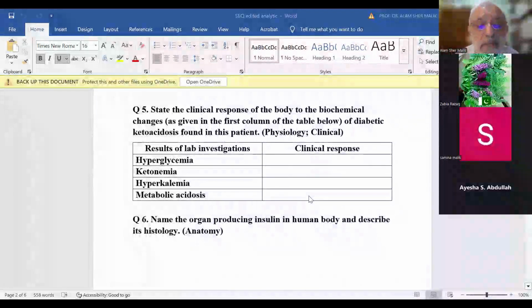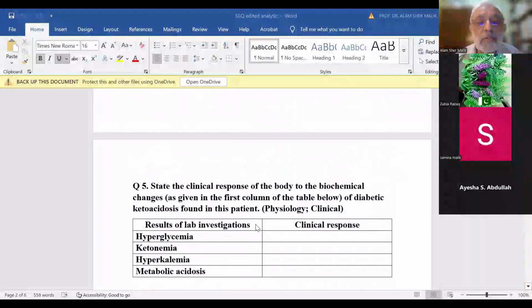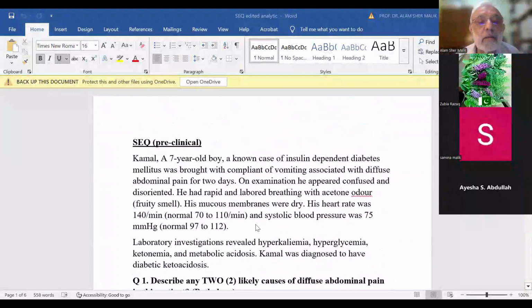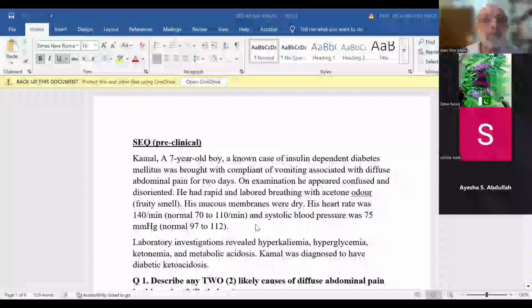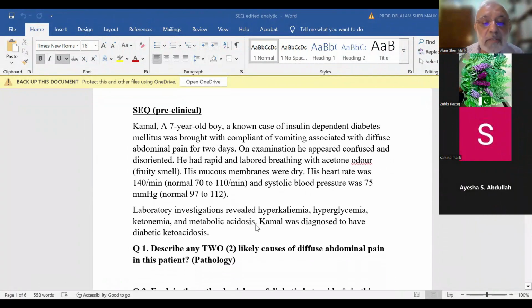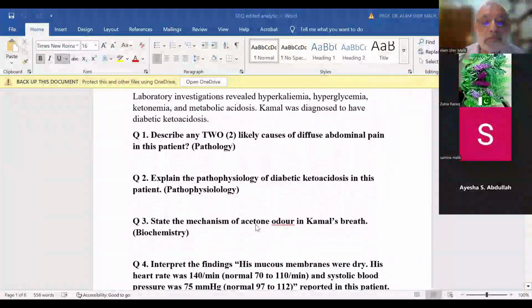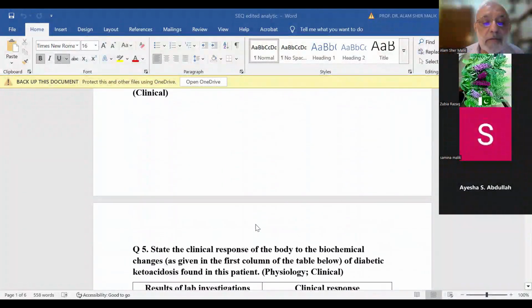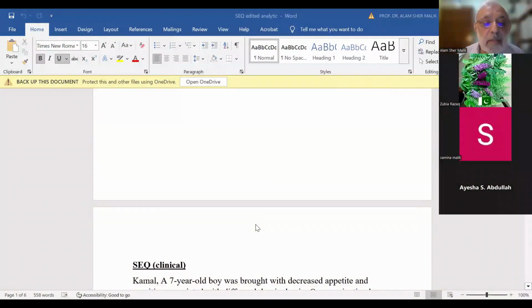And next would be: name the organ producing insulin in the human body and describe its histology. So this can be from anatomy, right? So this is a higher level SEQ, where we have given a scenario, but we have questions from 4 or 5 different disciplines, right?